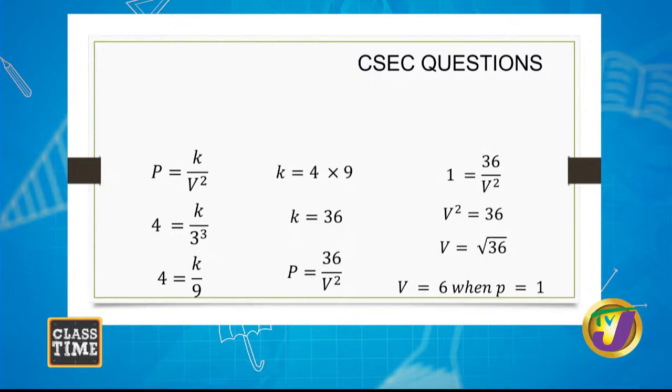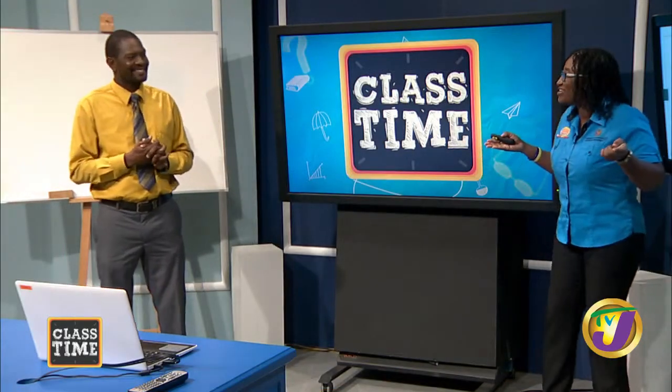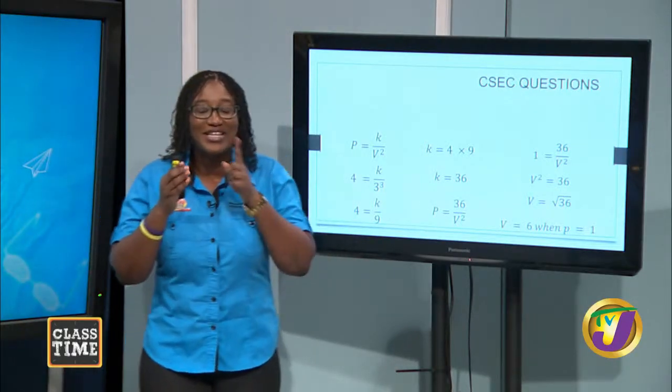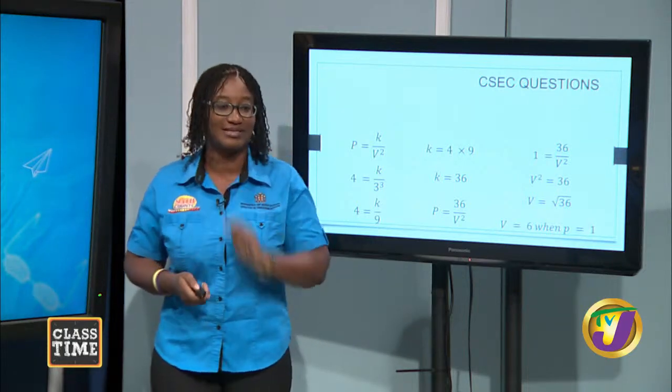I want to point out here, Richard, because I don't want our students to miss this. We know that if we were to square a negative 6, we would still get 36. So how do I know that this answer is supposed to be 6? If we look back at the question, it asked us for the positive value of V. So we know that V would be 6 and not negative 6. You realize that? We just did a CSEC question. Did you get that?